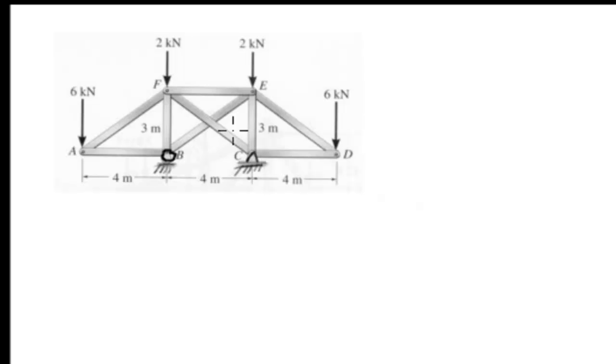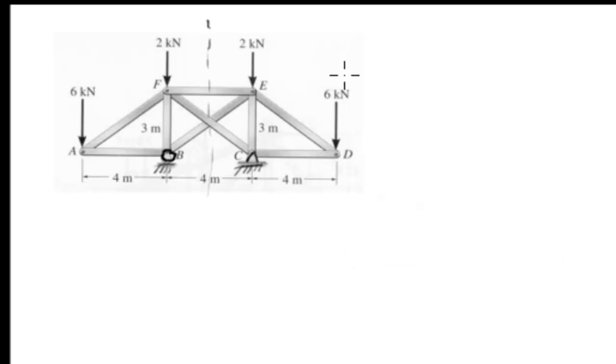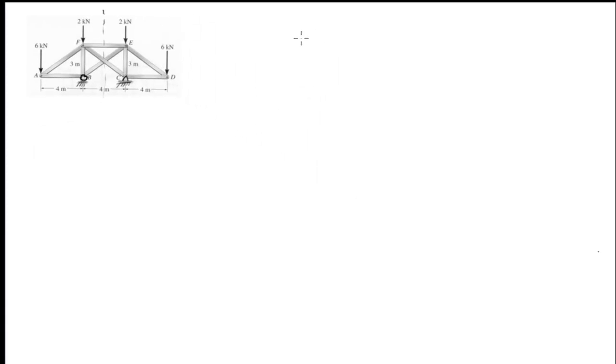It's also clear that when you see 6 kN, 2 and 2, and if you make a cut at the center and flip over the left hand side part onto the right hand side part, they are completely the same. So we call this a symmetrical structure. Again, we have to solve for the reactions of the whole structure first.